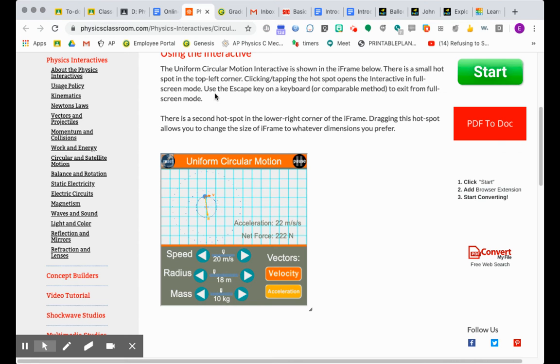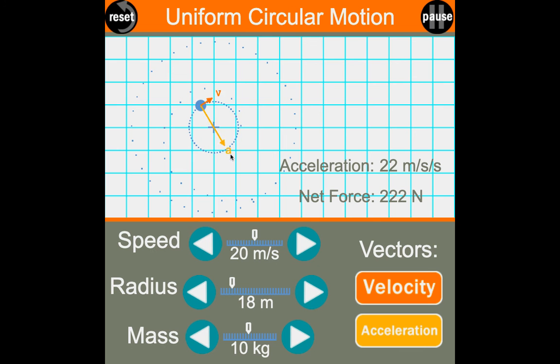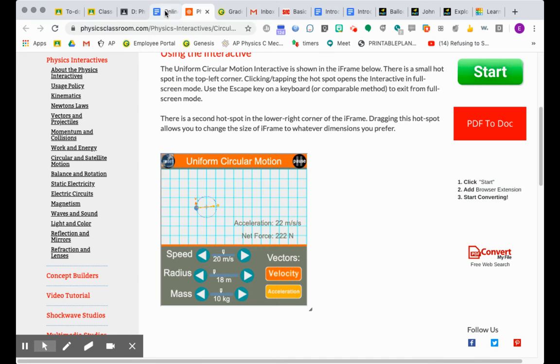Then take a look at the actual vector on the simulation. Looks like the length is constant, right? Is the direction constant? Explain your reasoning there.